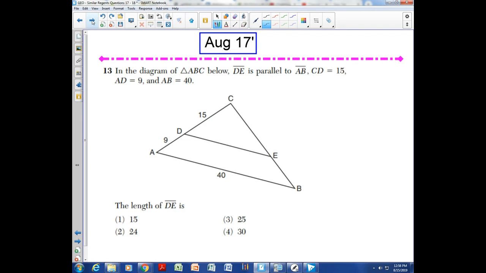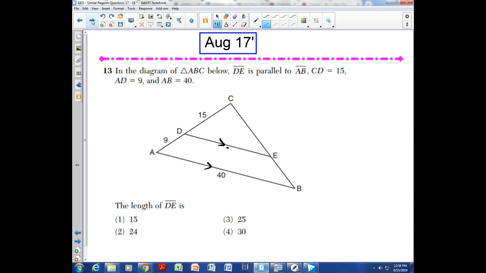August 17, number 13. In the diagram of triangle ABC below, DE is parallel to AB, and CD is 15. They've put that in there for me. I'm always going to double check. AD is 9. They put that in there for me. And AB is 40. Find the length of DE.